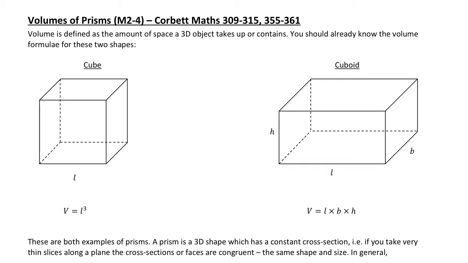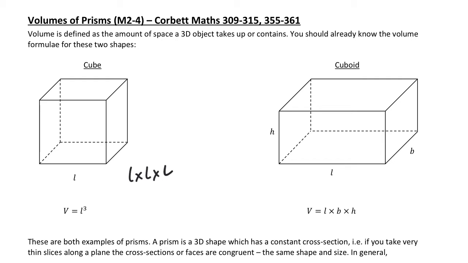So a cube is length. Now normally we'd talk about length times breadth times height, but because the length, the breadth and the height are the same in a cube, then we can just say it's length times length times length, which is just length cubed. And for a cuboid, we've got length times breadth times height. And these are both examples of prisms.